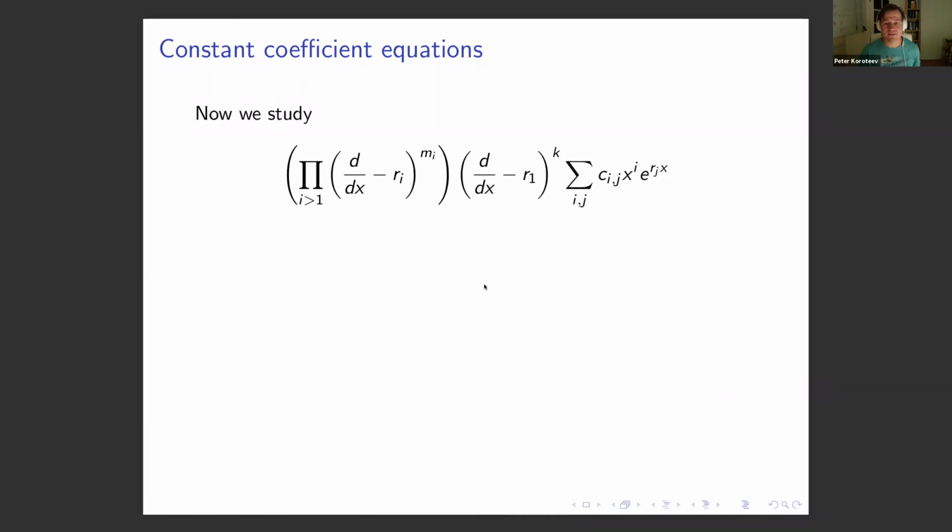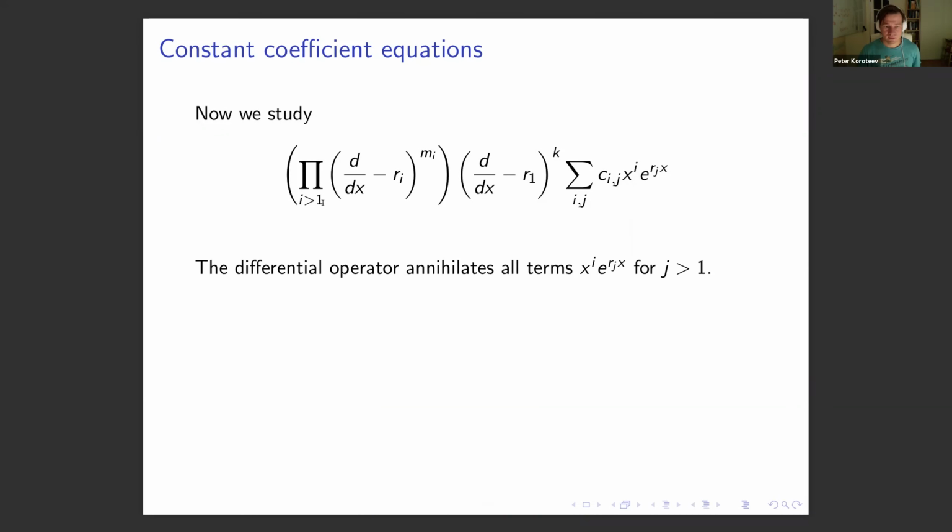And now, let's factor it out. Act with this thing first on the linear combination, and then all other terms will be written to the left. So here is a product over i bigger than 1.